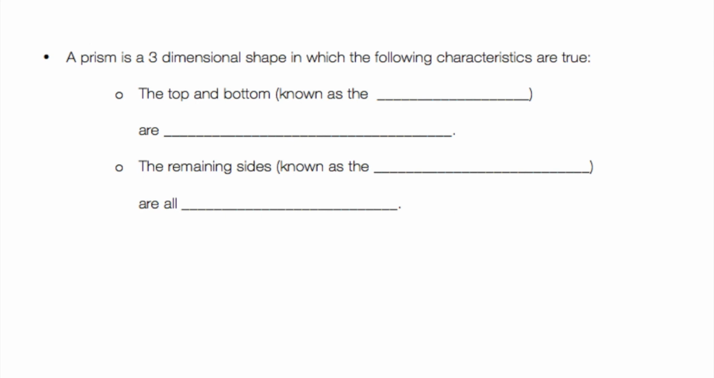A prism is a three-dimensional shape that has the following characteristics. The top and the bottom, which are known as the bases, are always going to be congruent. And just know that the bases don't have to actually be the top and bottom. The shape could be rotated, so it actually could be two sides. And we'll see an example of that later.